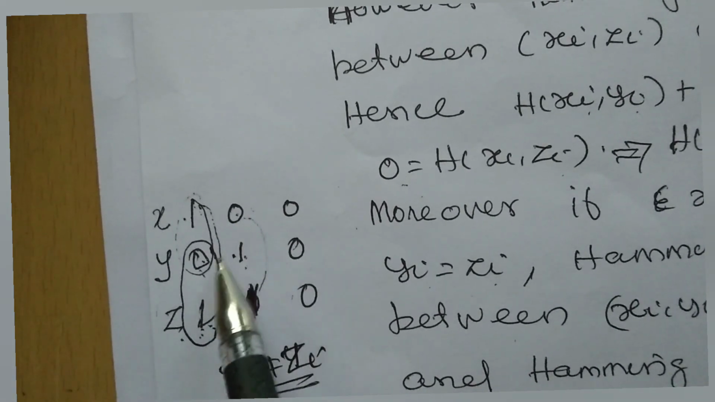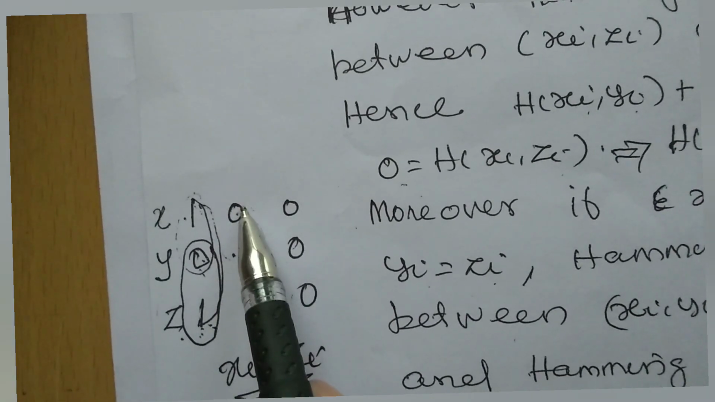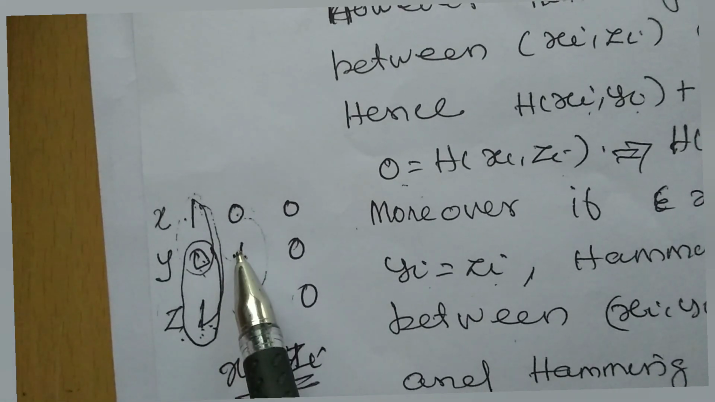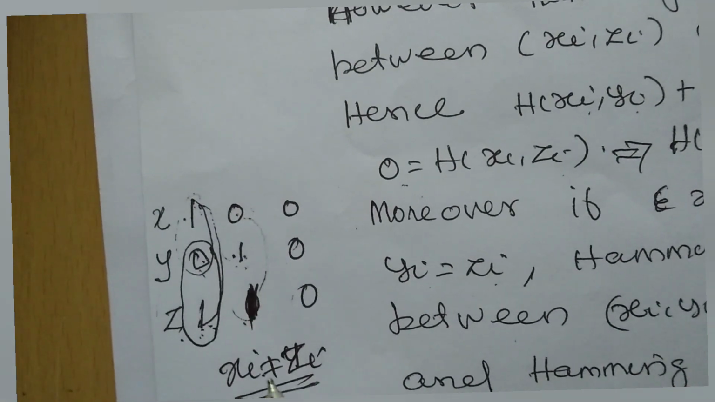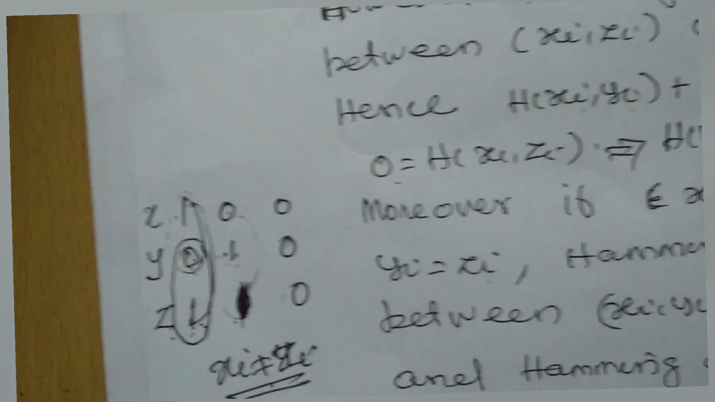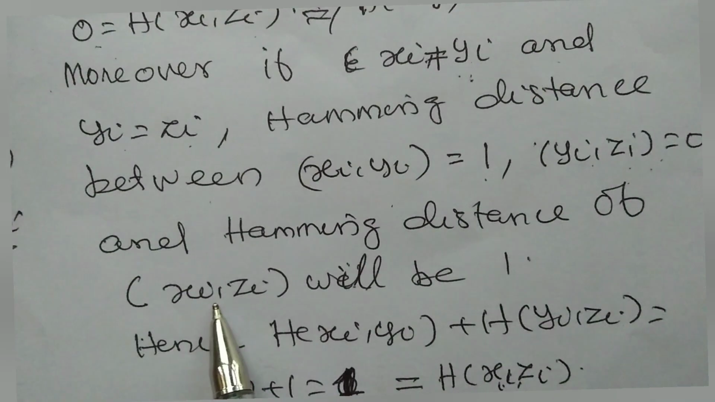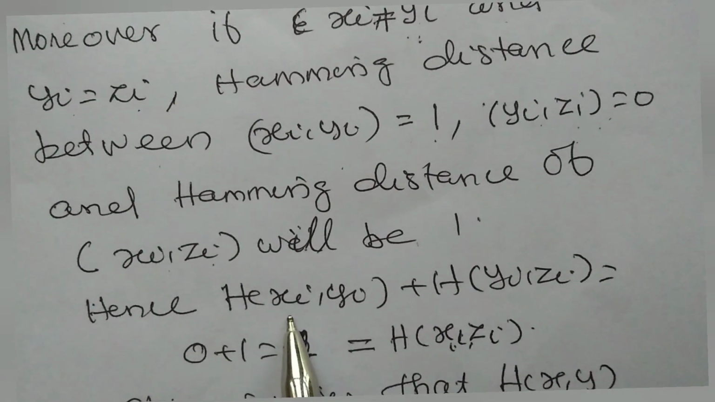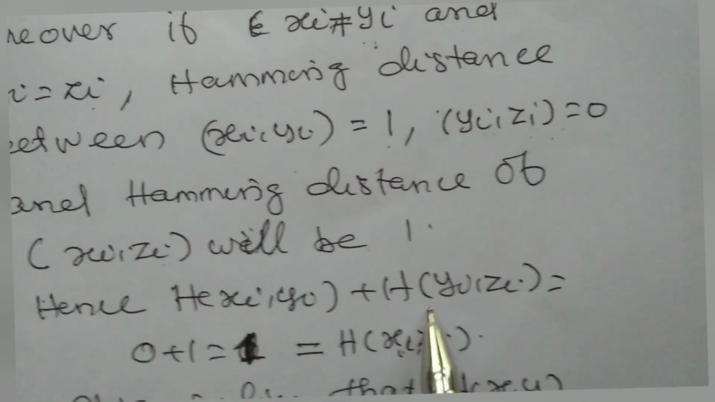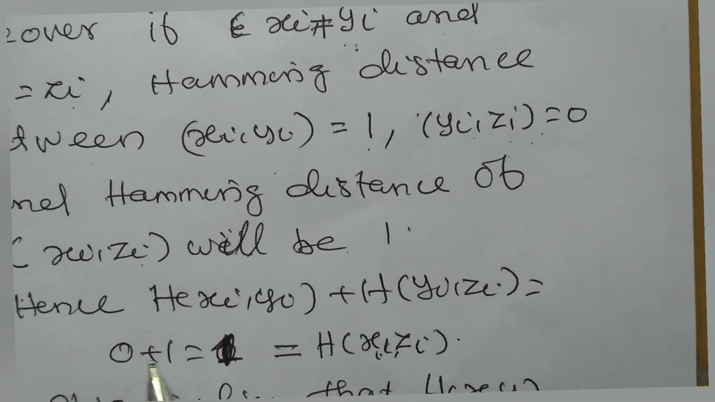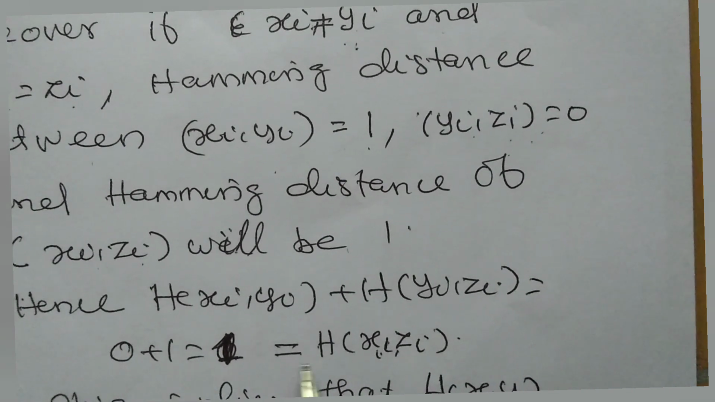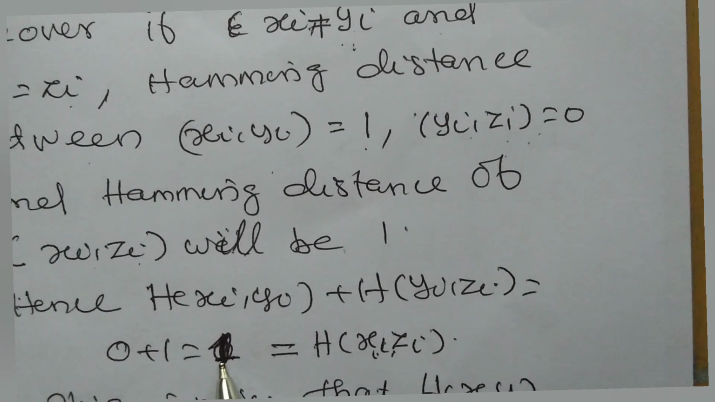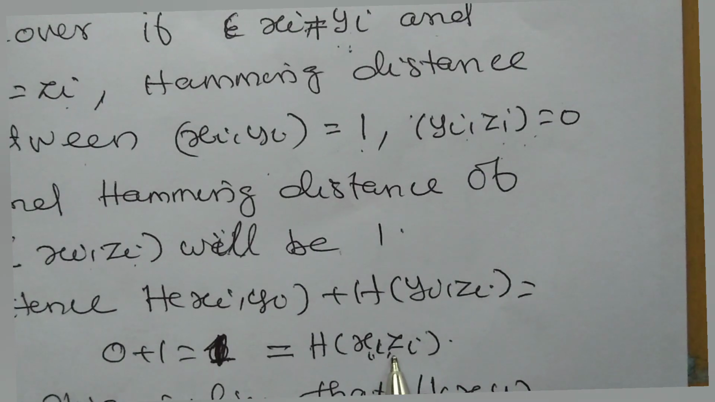So if these two are not identical and these two are identical, it means the first and third will be non-identical. By the same idea, the Hamming distance between xi and zi will be 1. So what is the answer? H of xi yi plus h of yi zi equal to 0 plus 1, that is equal to 1, and 1 is h of xi zi.